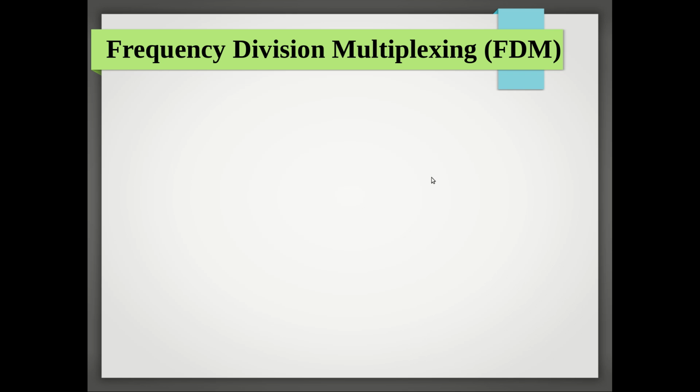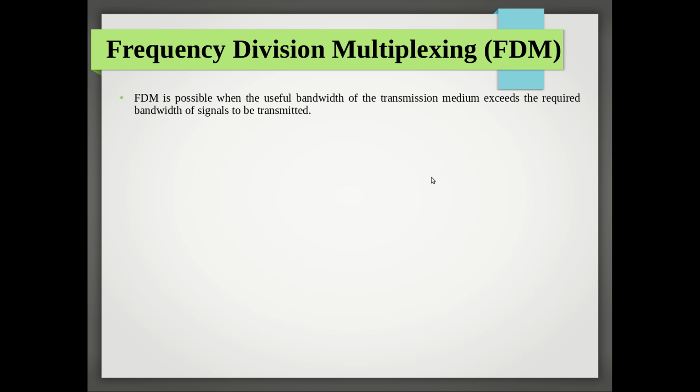Frequency division multiplexing is possible when the useful bandwidth of the transmission medium exceeds the required bandwidth of the signals to be transmitted. So we have a common medium. The total bandwidth of the common medium is more than what is needed by the individual devices. So we can divide that bandwidth of the common medium and share it among the individual devices. Common applications of FDM are AM and FM radio broadcasting and cable television, two situations where we are typically using this frequency division.